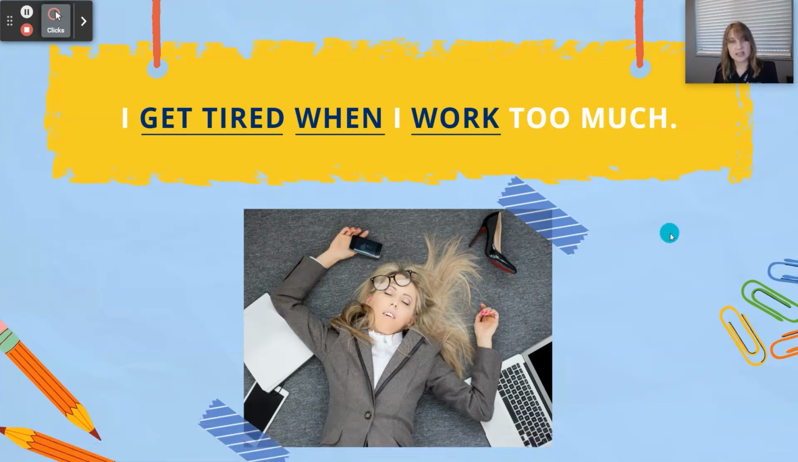Let's look at the next example. I get tired when I work too much. What have we noticed here? It sounds a little bit different. Well, the thing is that this is also a zero conditional sentence, but we have flipped the parts. So we start with the result and then we continue with the condition. And you would ask me, is it according to the rules? Yes, of course it is. So you might start with the result and then continue with the condition. The only difference is that we don't have a comma here anymore.